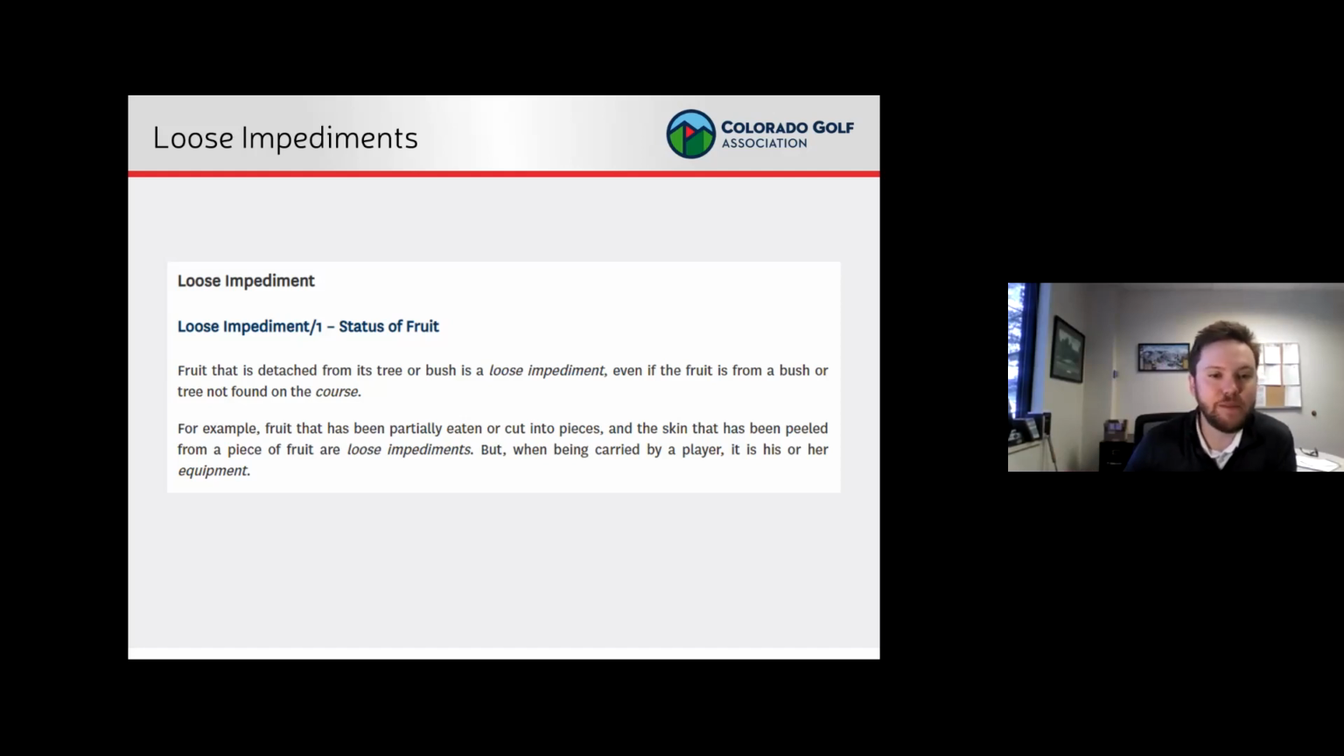Again, I always get people who are a little upset that banana peels, even though there's no bananas around, are loose impediments. And if my ball is resting on that and I move it and it moves my ball, I'm going to be penalized. That just goes to say, if you have a banana peel on the golf course, don't throw it on the ground, throw it in the trash.